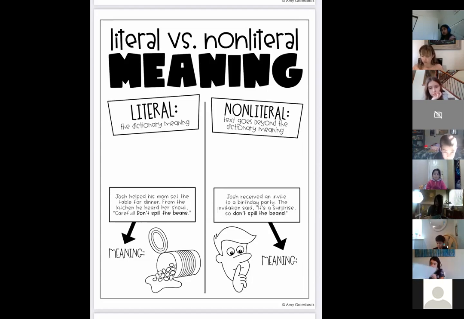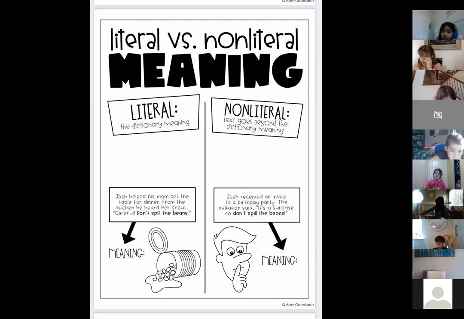Then you have the non-literal one, where the text goes beyond the dictionary meaning, right? So like calling somebody the class clown. You're not saying that there's somebody in our class who comes to our Zooms dressed up as a clown every day. You're saying someone in the class who likes to be silly, kind of like a clown, okay? So here are some other examples. It says, Josh helped his mom set the table for dinner. From the kitchen, he heard her shout, "Careful, don't spill the beans." She actually means there's beans on the table. Be careful when you sit down so you don't spill the beans, the actual beans, okay?